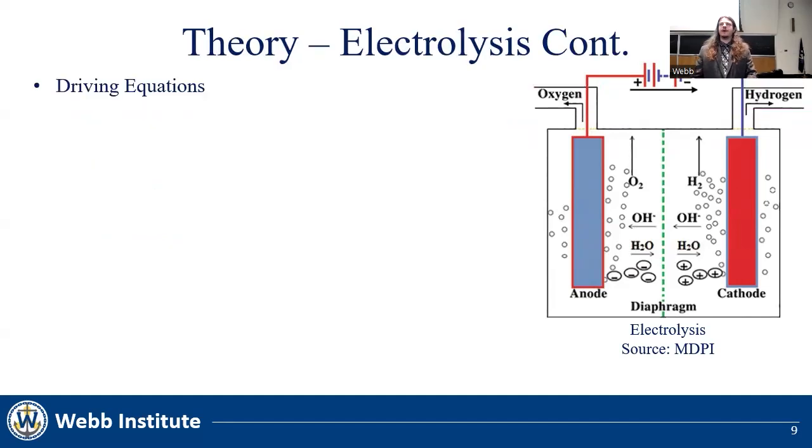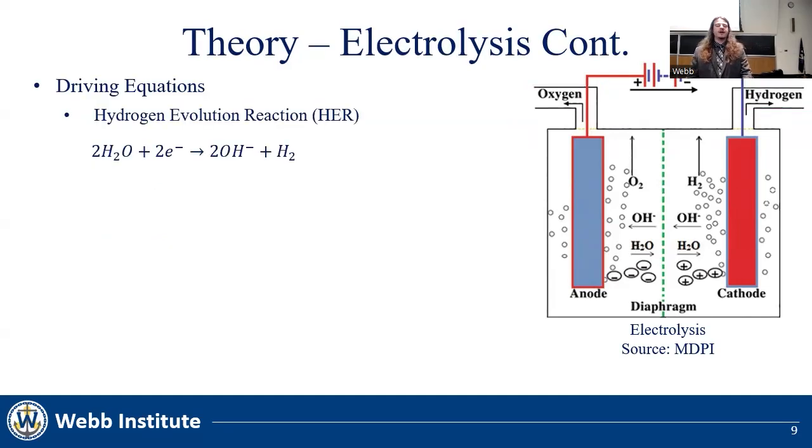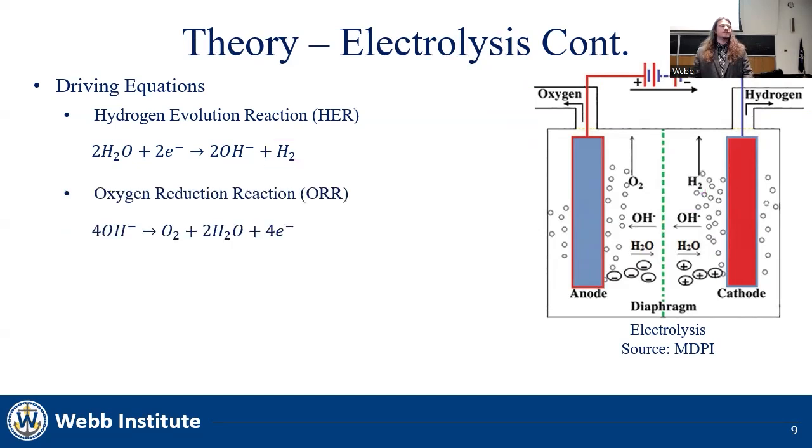The driving equations upon which this process rely are the hydrogen evolution reaction, or HER, which occurs at the surface of the cathode. Here, water molecules and electrons delivered by DC voltage combine to form hydroxyl ions and gaseous hydrogen, used to visualize flow. At the surface of the anode, the oxygen reduction reaction, or the ORR, occurs. Here, hydroxyl ions are recombined into gaseous oxygen, water, and excess electrons driven away by the DC voltage.